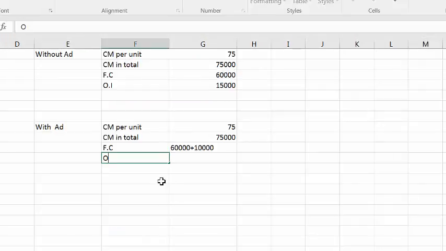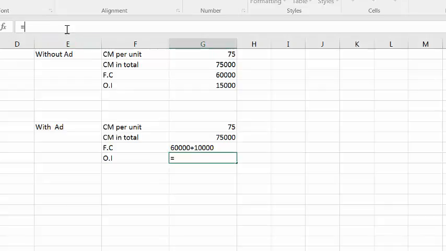So therefore, the OI is 75,000 subtracts 60,000, then subtract additional 10,000 advertising costs. So the result is 5,000. So we're looking at 15,000, 5,000. Apparently, if you increase advertising expenses by 10,000, the operating income will decrease by 10,000 from 15,000 to 5,000. So the right answer is C.